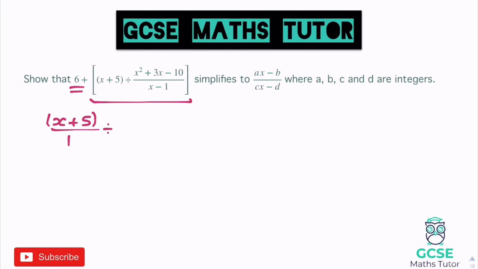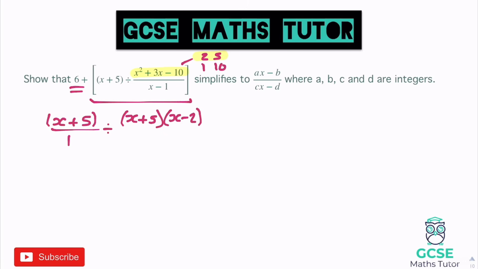Now, before I actually write that out, I've just spotted that this top one factorises. So we'll factorise that. Our factors of 10 are 2 and 5, or 1 and 10. And in order to make plus 3 in the middle, we can use the 2 and the 5. We can have plus 5 minus 2. So that's going to be x plus 5 and x minus 2.